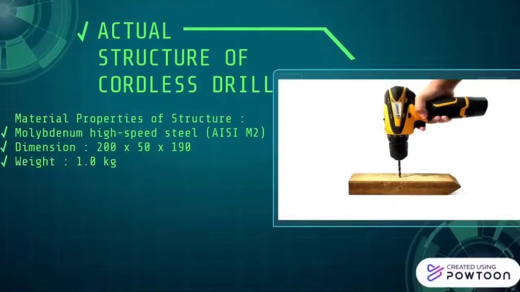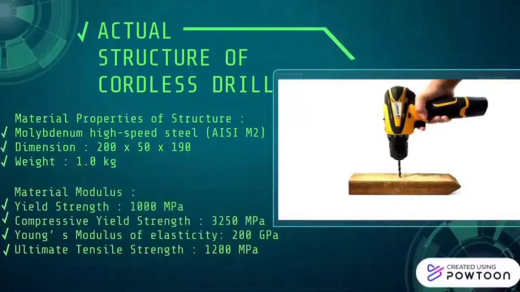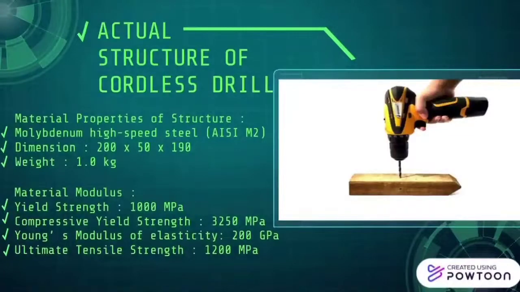For the material modulus, the yield strength is about 1000 megapascal, the compressive yield strength is about 3250 megapascal, and Young's modulus of elasticity is about 200 gigapascal. Lastly, the ultimate tensile strength is about 1200 megapascal.